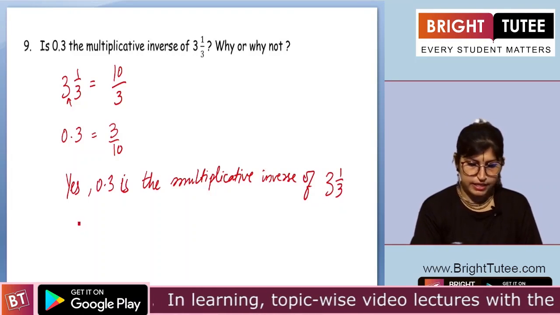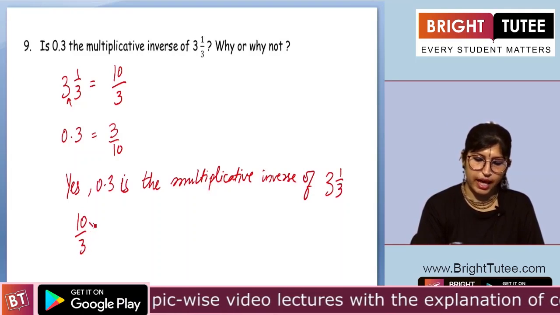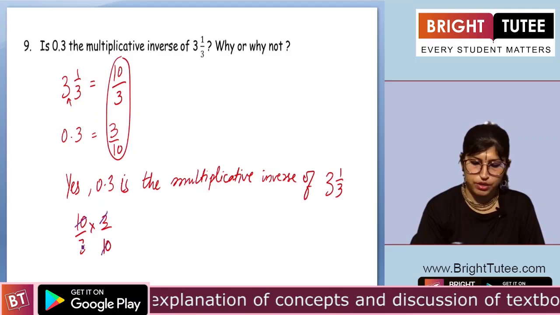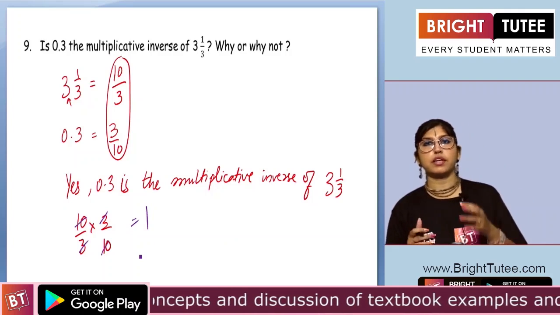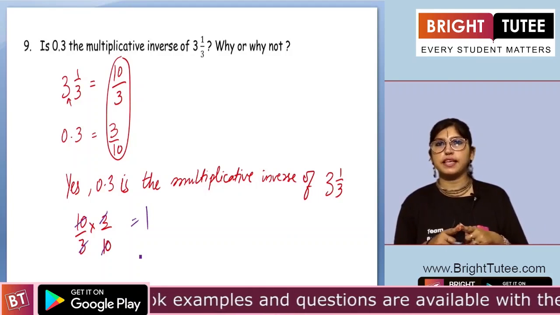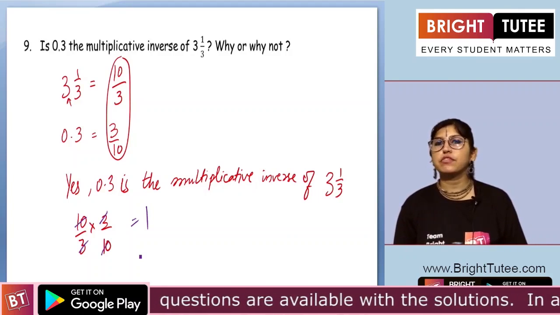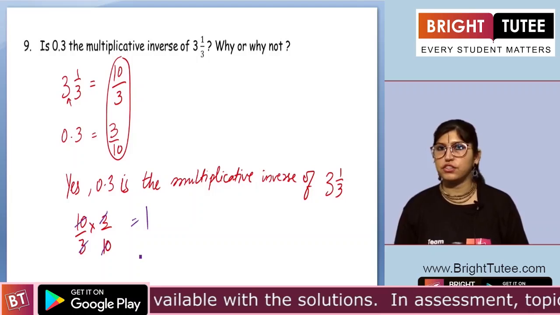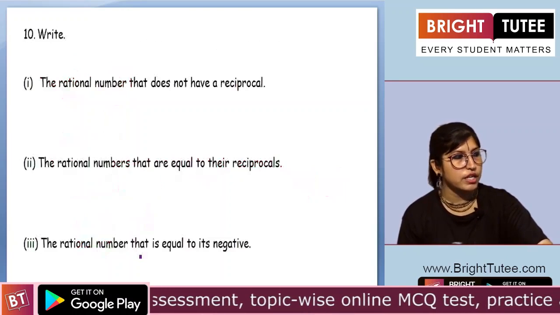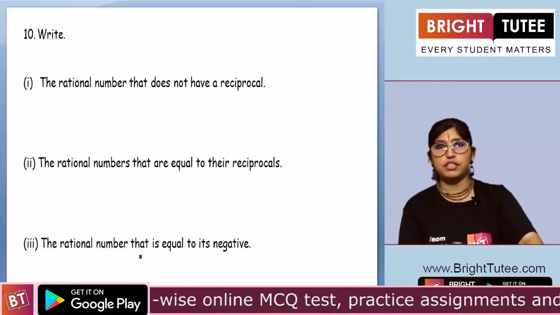Why? As 10 by 3 and 3 by 10, these two numbers, we can just check that out, we can cancel them out, we will be getting the product as 1. So if we are getting the product of two numbers as 1, we can say that one is the multiplicative inverse of the other rational number. So this is question 9, which is the answer of it. Now let's move on to question 10.